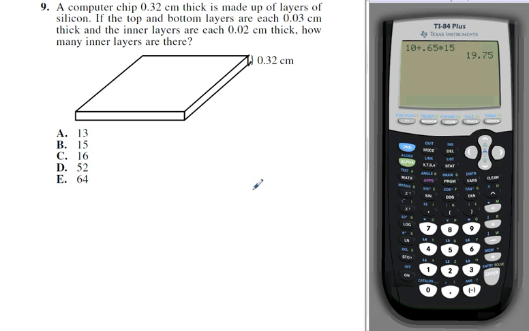All right, so once again, the calculator is a big help for this one. It makes it pretty quick. We've got 0.32. We're going to subtract the top and the bottom, which are both 0.03, so I'm going to subtract 0.06 total. And then I'm going to divide that part by 0.02 to figure out how many of those layers there are. And I get 13.